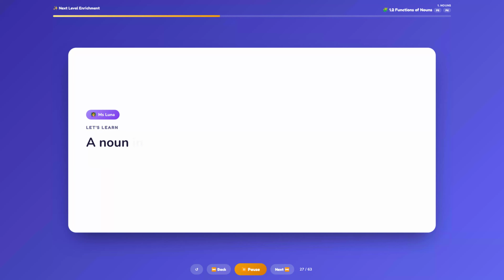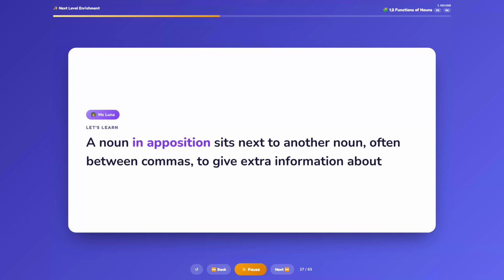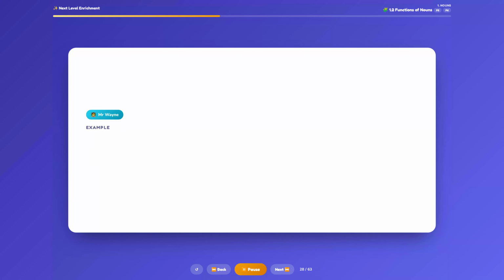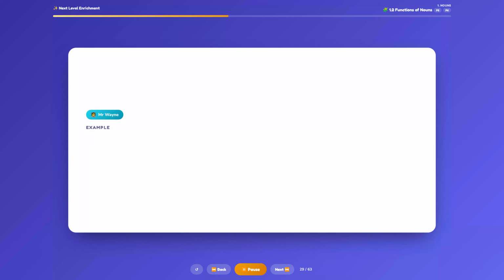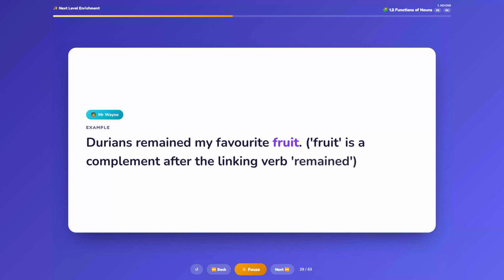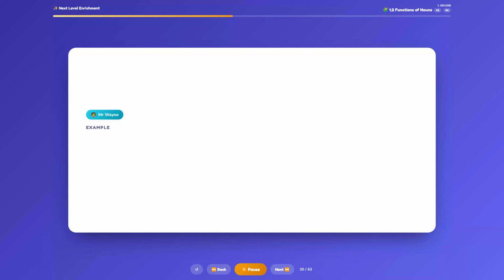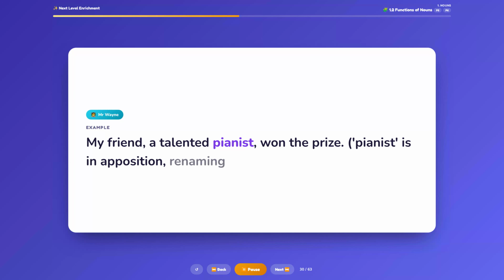A noun in apposition sits next to another noun, often between commas, to give extra information about it. For example, my sister gave Tom a present. Tom is the indirect object, he receives the present. For example, durians remained my favorite fruit. Fruit is a complement after the linking verb remained. For example, my friend, a talented pianist, won the prize. Pianist is in apposition, renaming friend.